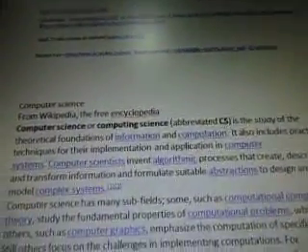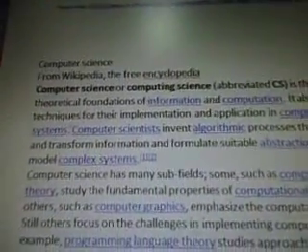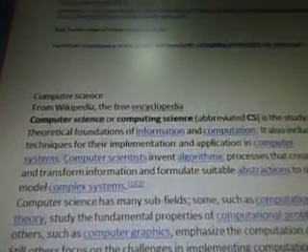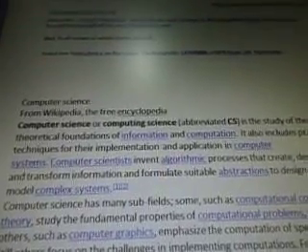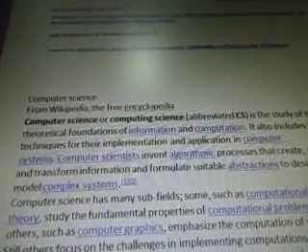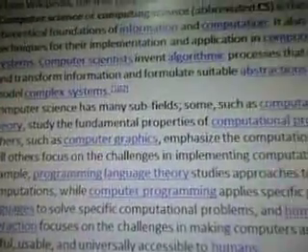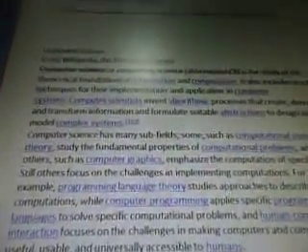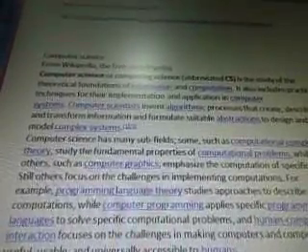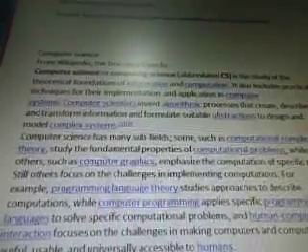Computer science, or computing science, is the study of theoretical foundations of information and computation. It also includes practical techniques for their implementation and application in computer systems. Computer scientists invent algorithmic processes that create, describe, and transform information and formulate suitable abstractions to design and model complex systems. Computer science has many subfields, some such as computational complexity theory, study the fundamental properties of computational problems, while others such as computer graphics emphasize the computation of specific results.